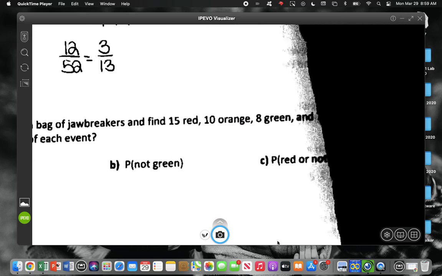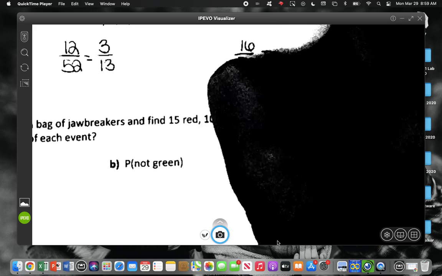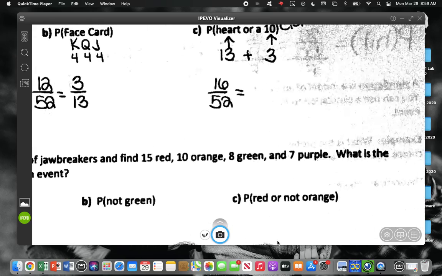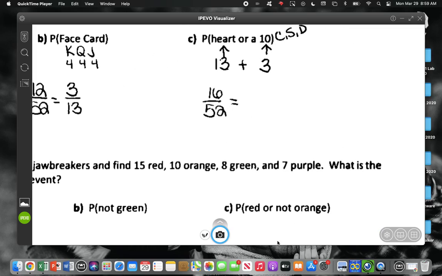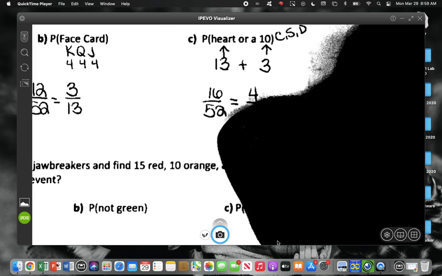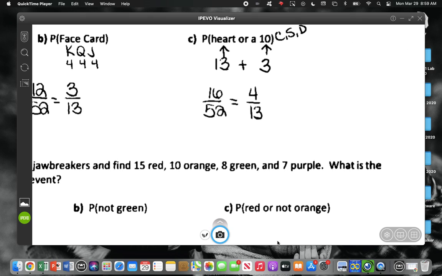And so this gives us a total of 16 out of 52, which we can reduce by 4. And what do we get? 4 out of 13. Could we take the percent of these or not? I mean, you can do the percent, but I'm just going to leave these as fractions.